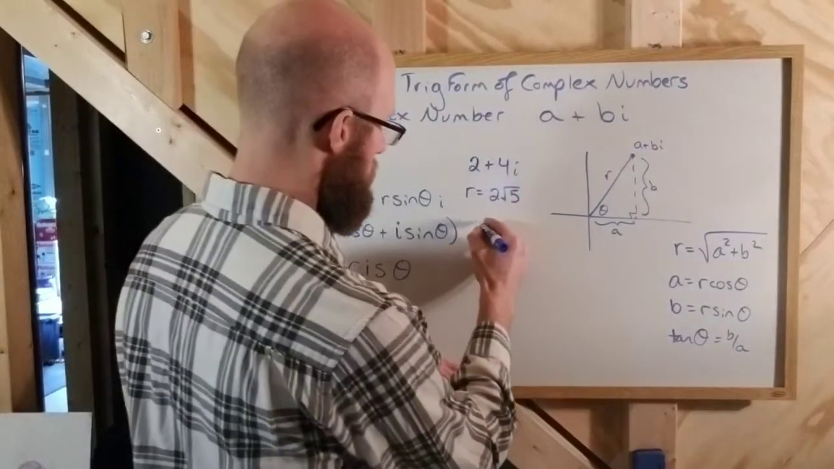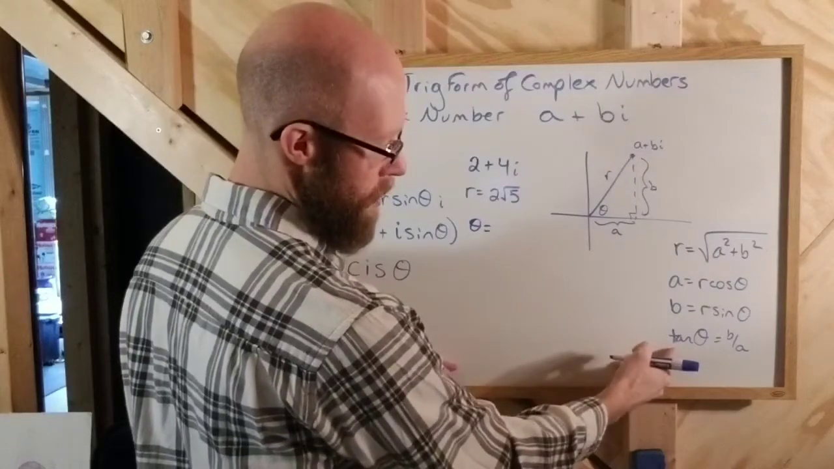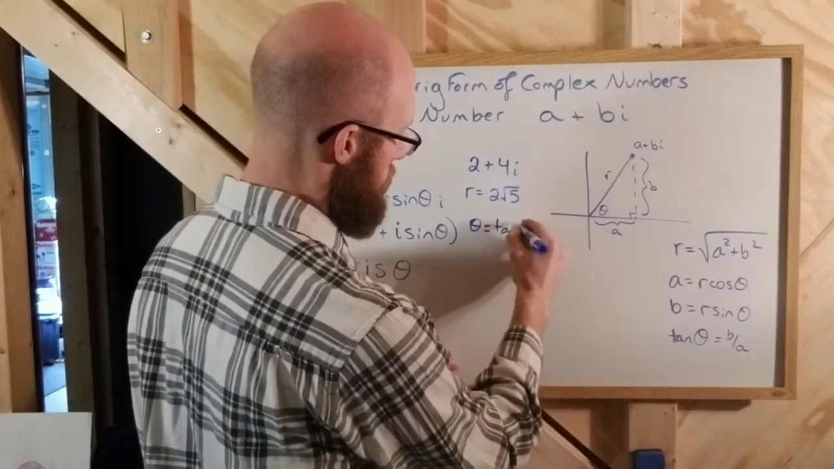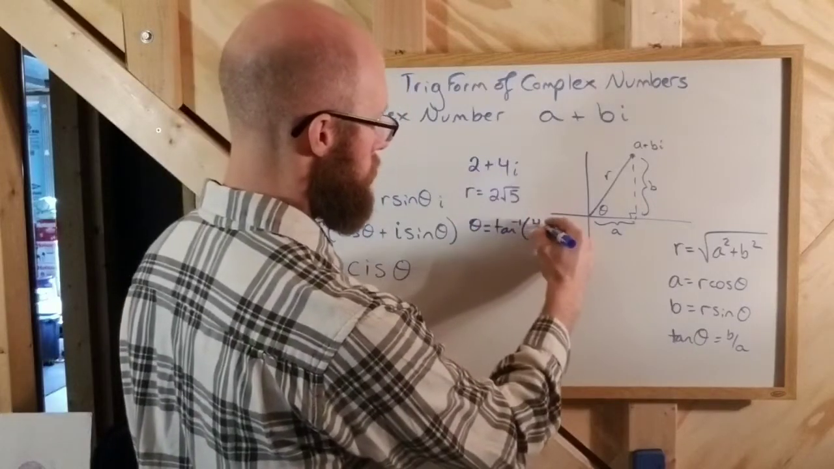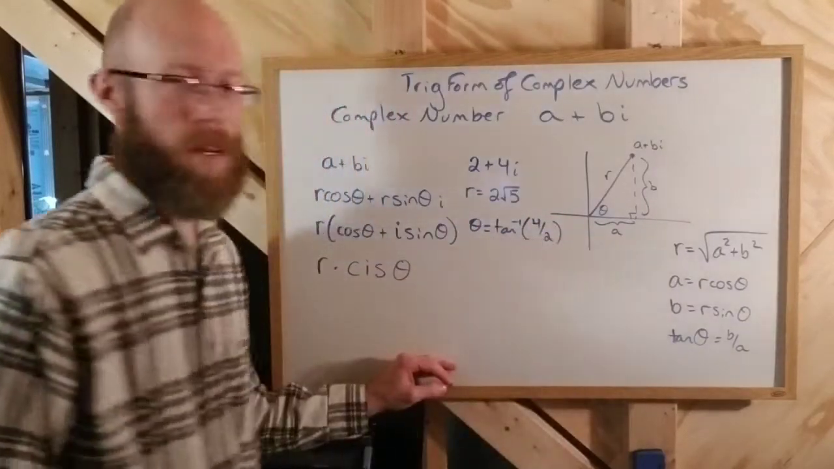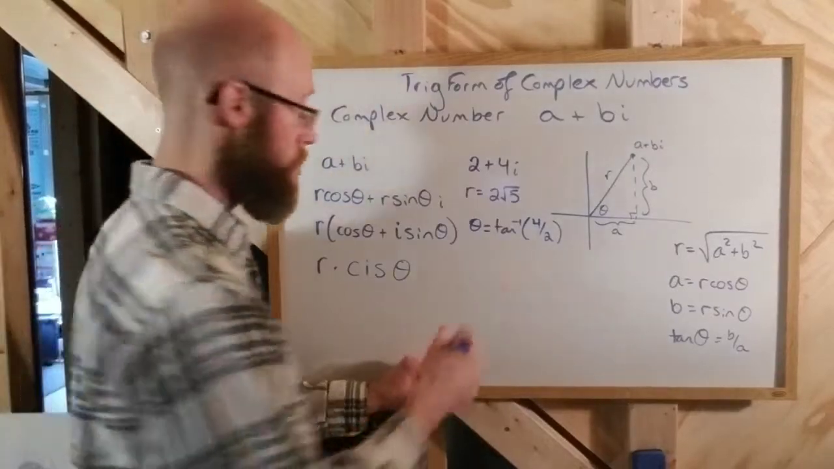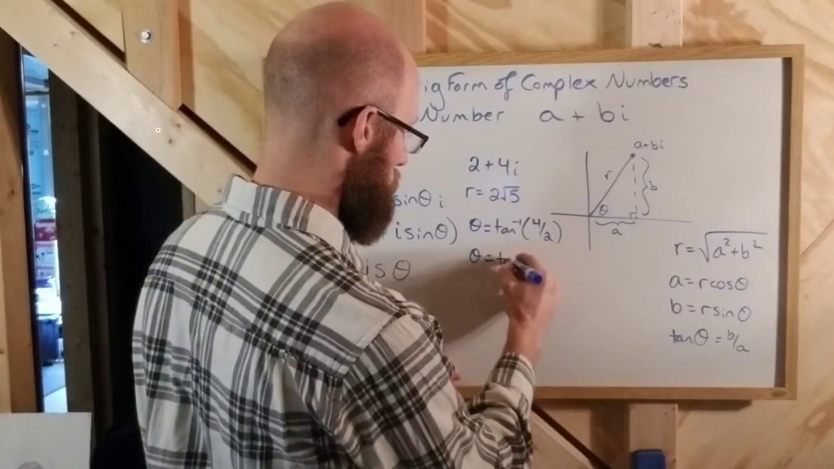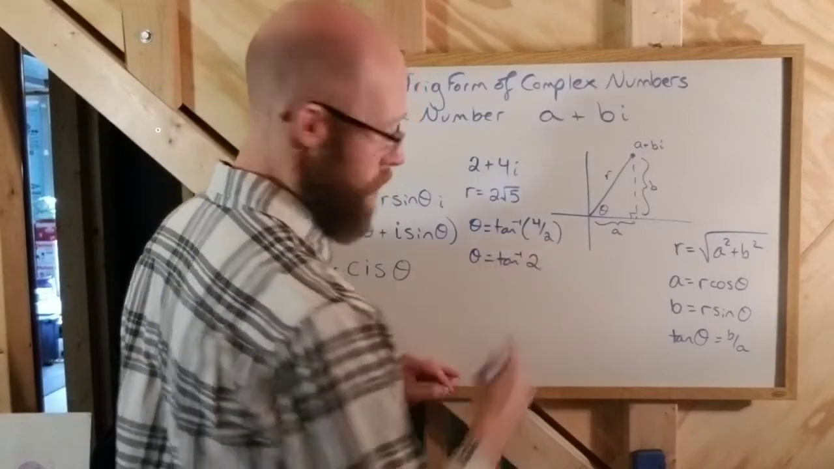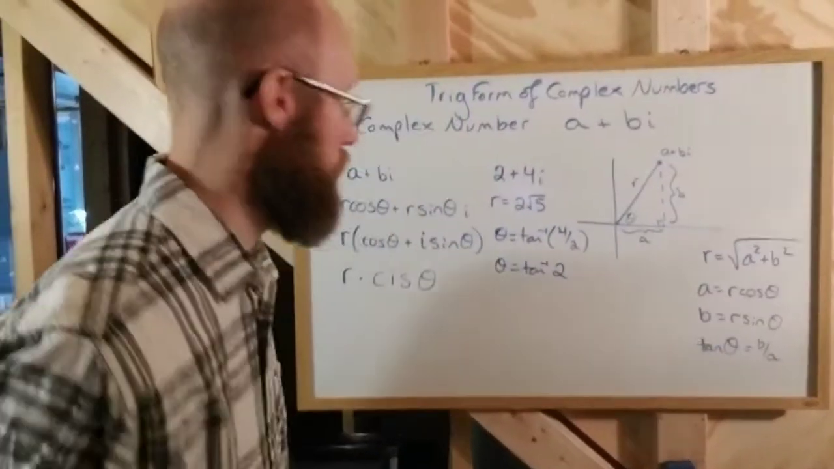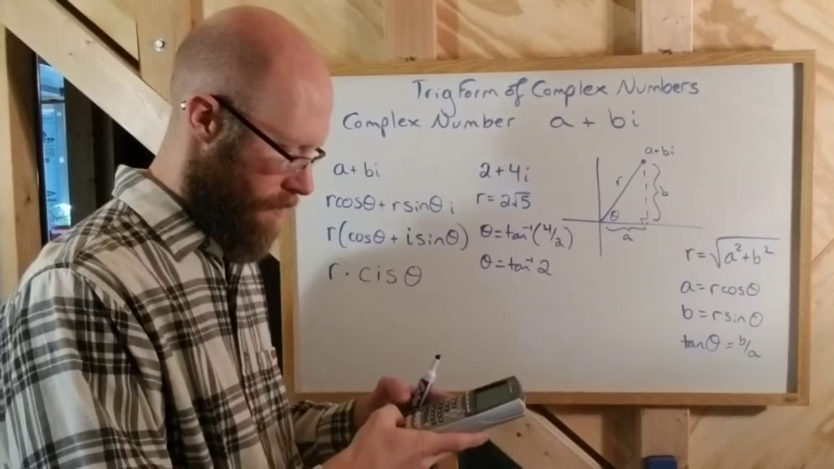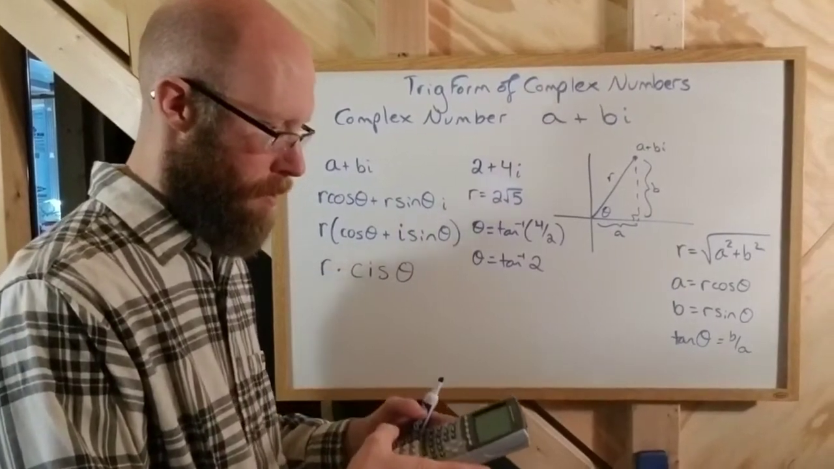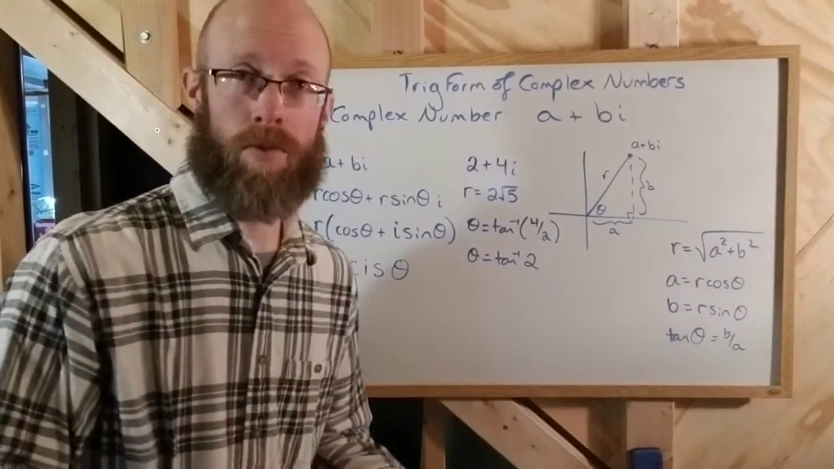So theta, according to this bottom formula, is the inverse tangent of b over a. Well, that'd be 4 over 2, okay? The inverse tangent of 4 over 2, which is 2, so inverse tangent of 2 can be found using your calculator. That's not one of our nice values. About a 63.4 degree angle, roughly.